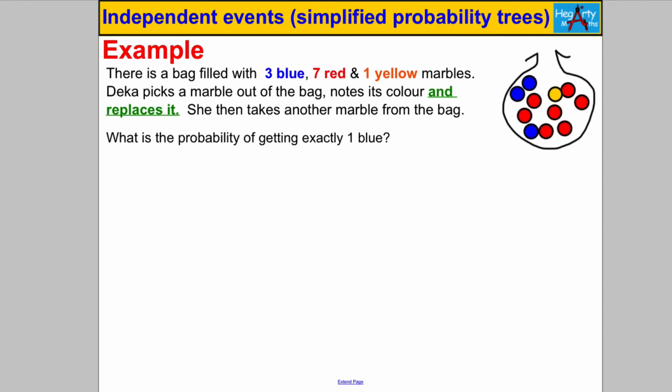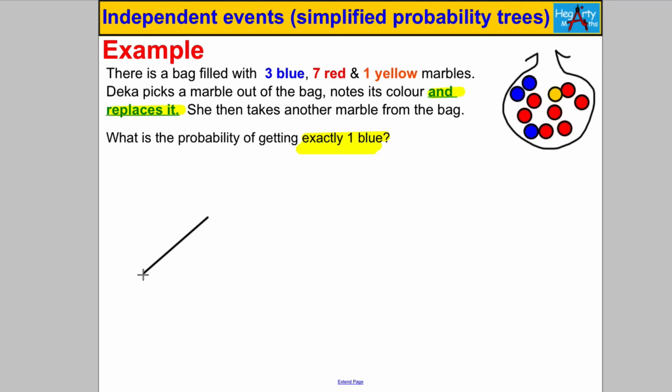Okay, here we've got a scenario of taking marbles out of a bag. Again, we see that Decca picks one out of the bag, notes its colour and replaces it, and then she takes another marble from the bag. What's the probability of getting exactly one blue? Because that's the only question we're asked and it's only about whether it's blue or not, we can draw a simplified probability tree. It would look something like this.